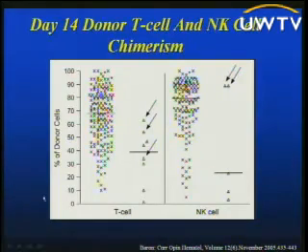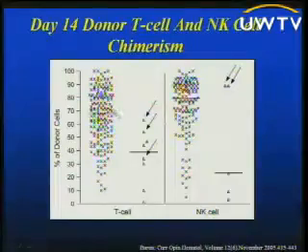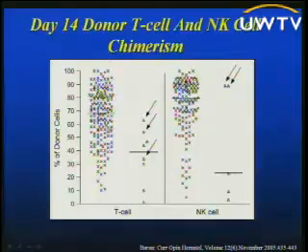This is taken from the same paper where they looked at T cell and NK cell chimerism in patients at day 14. Each X represents a single patient. As you can see, just by looking at the graph, the percent of donor cells, there's a higher median in terms of individuals that engrafted, which are the ones on the left in both halves of the graph, versus the ones that did not engraft or rejected.